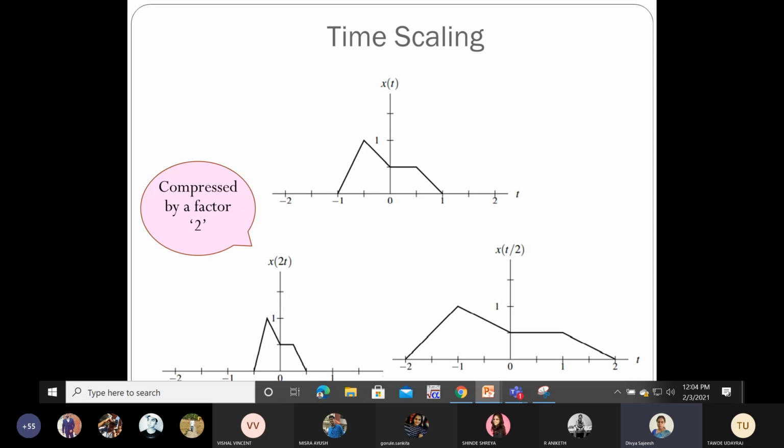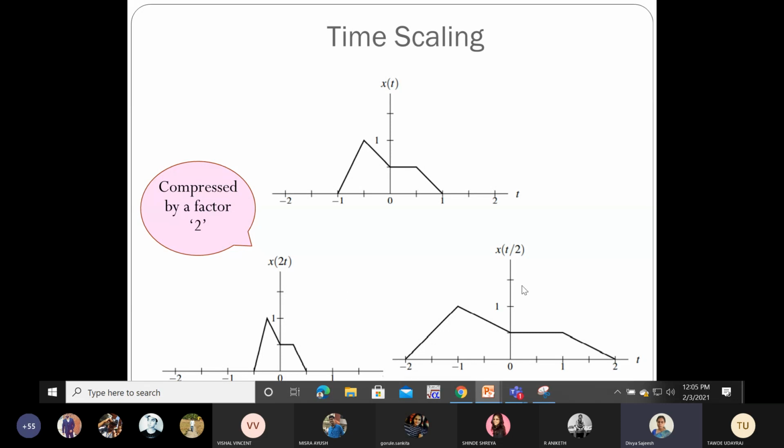So here a is less than 1, a is half. So if a is less than 1, the signal will get expanded. Now to see the positions of the signal, here earlier it was at 1. So 1 into 2, you have to multiply it by 2. So here it will become 2, and here it was at -1. So minus 1 into 2, so it will be at -2.